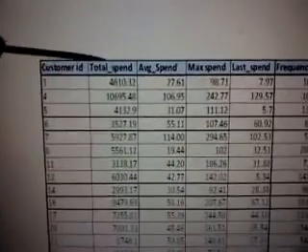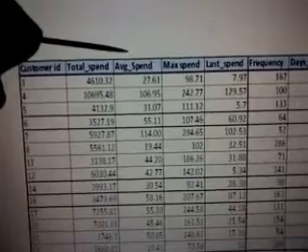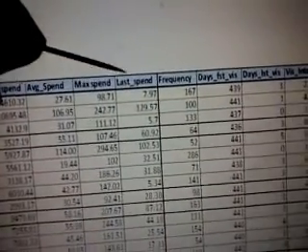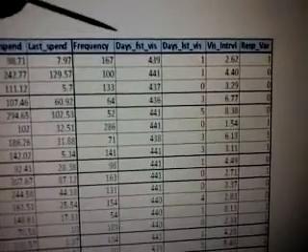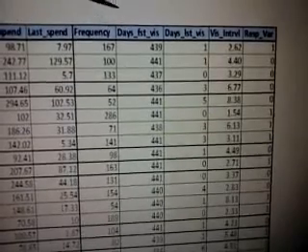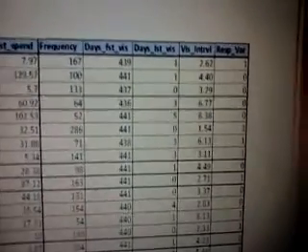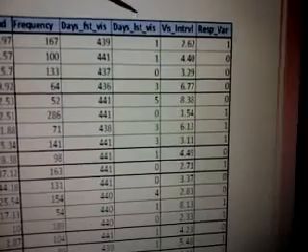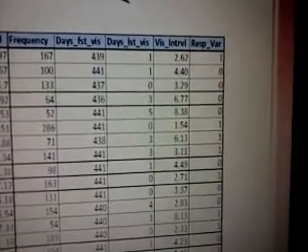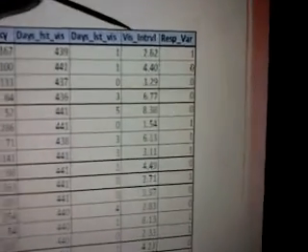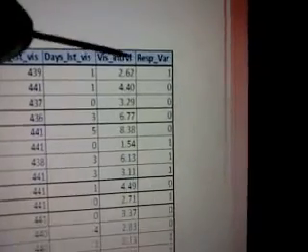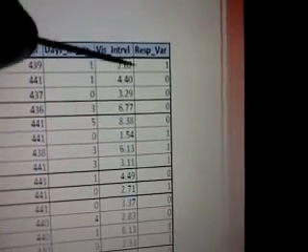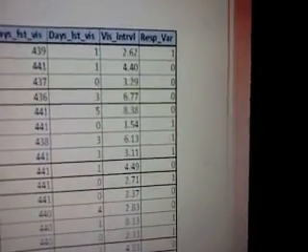The data set, as you can see, has customer ID, the total spend, the average spend, the max spend, the last spend, the frequency, days first visit, the difference between the first visit date and 16th of June, the prediction date, and days last visit, the difference between the last visited date and 16th of June, visiting interval, and the response variable, which is either 1 or 0 based on whether he made a purchase or not.